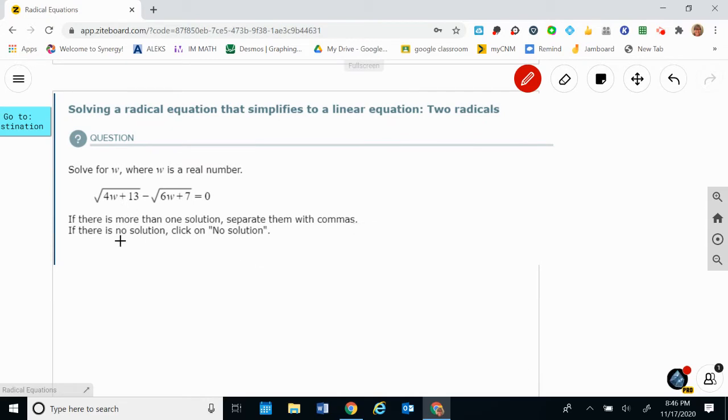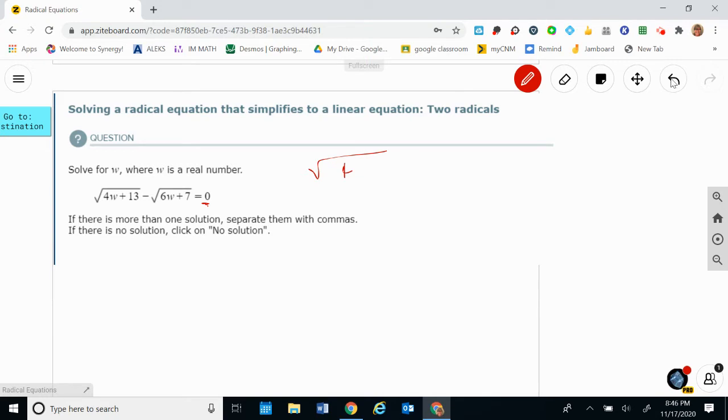Okay, so check this out. We have 2 radicals, but notice we have a 0 here. So we're in a good situation because the trick when you have 2 radicals and no constant is we can just add that to the other side, this square root of 6w plus 7, and you will get 4.